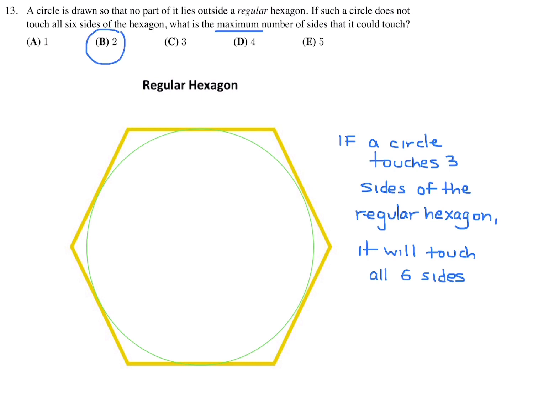That's the only way that you can get a circle inside a hexagon touching the sides. You can either get 0 sides that it touches, 1 side that it touches, or 2 sides. Once you get to 3, it touches all 6 sides, and they tell you in the question that the circle does not touch all 6 sides. So the maximum we can get is 2.